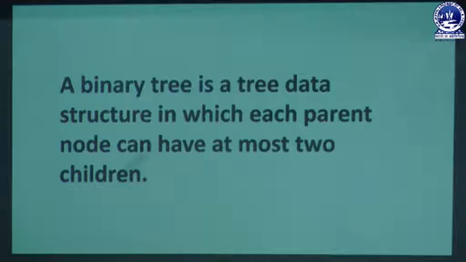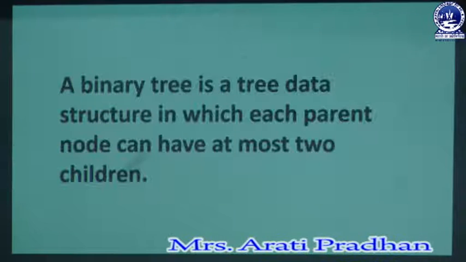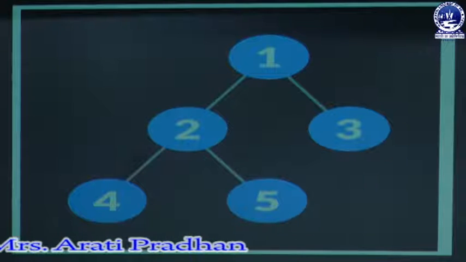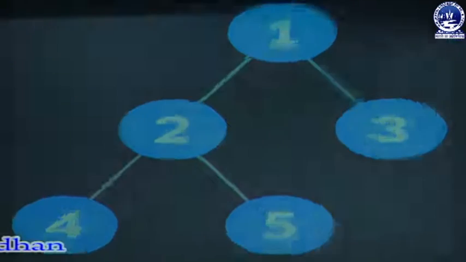What is the meaning of a binary tree? Actually, in a tree, each node may contain multiple children, but if we restrict it to up to two children only, it means that a binary tree is a tree data structure in which each parent node can have at most two children. It means that in case of binary tree, each node may contain one child, two children or 0. Here is a diagrammatic representation of binary tree.